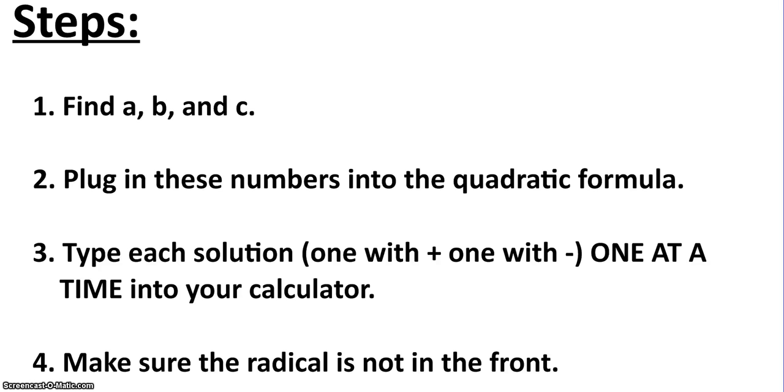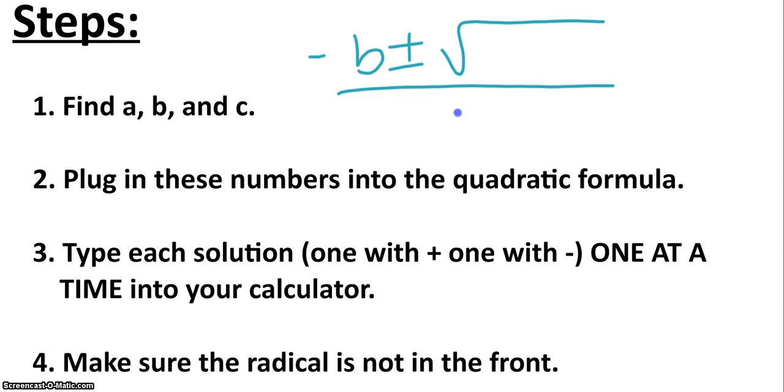So the first step is to find a, b, and c in every single equation. We're going to take these a, b, and c and plug them into the quadratic formula. Now you'll notice that in the formula it was negative b plus or minus, right? This plus or minus means that I'm going to have one answer where I add and one answer where I subtract. Notice that we're going to get two solutions.